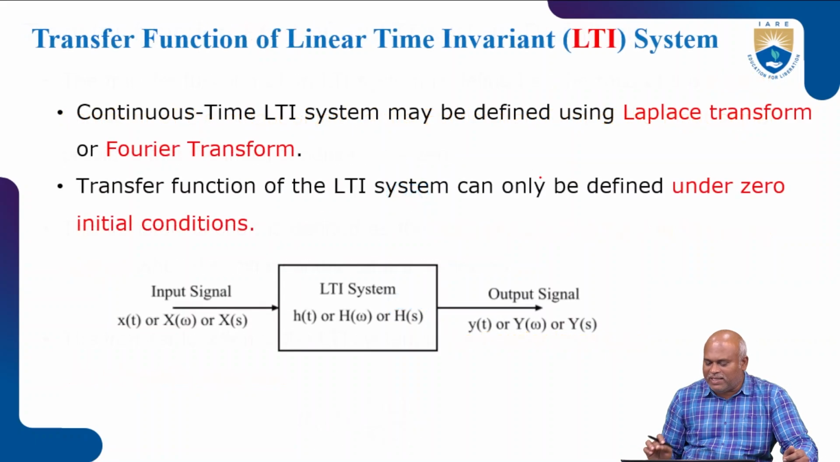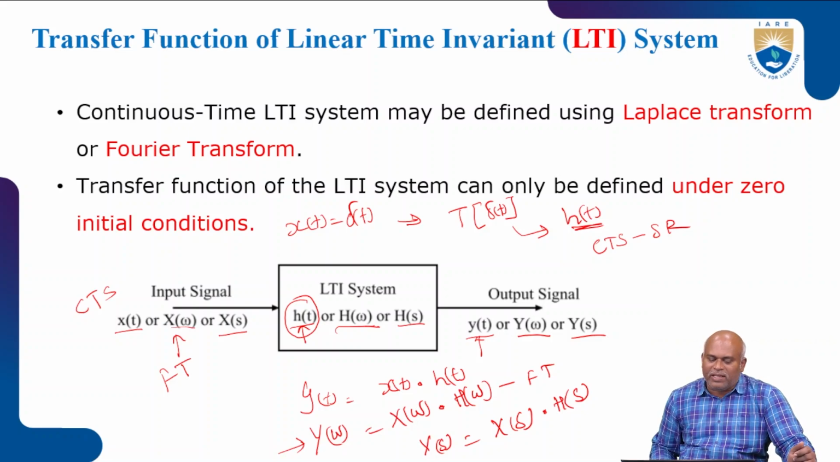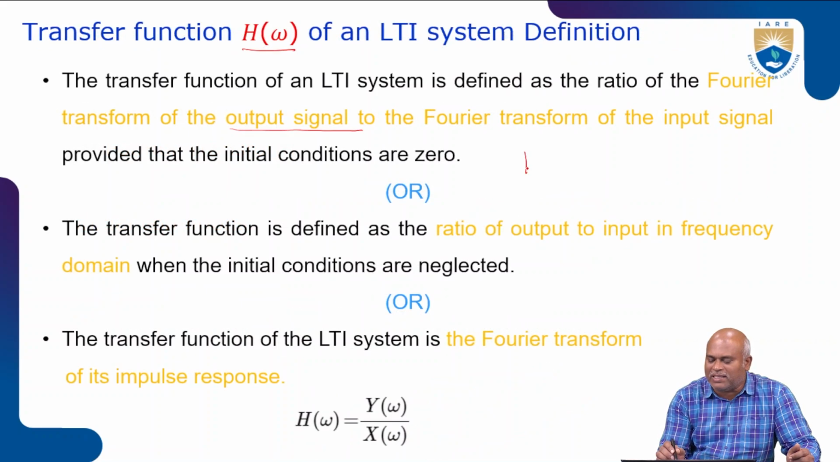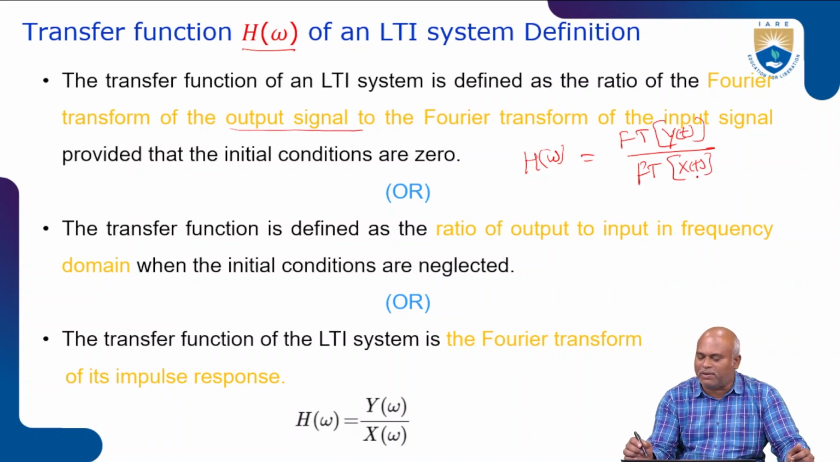In the previous case, we represented the equation as a Fourier transform like this. Now we represent the transfer function as H of omega, the frequency response. That is the Fourier transform of the output signal y of t divided by the Fourier transform of the input signal x of t. This is the response H of omega. The Fourier transform of x of t is represented as X of omega, and the Fourier transform of y of t is represented as Y of omega.